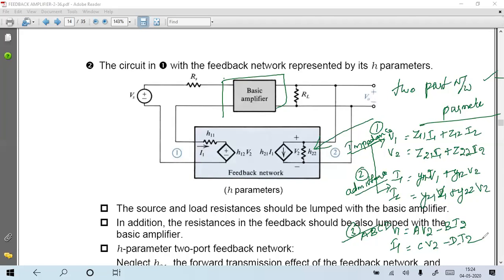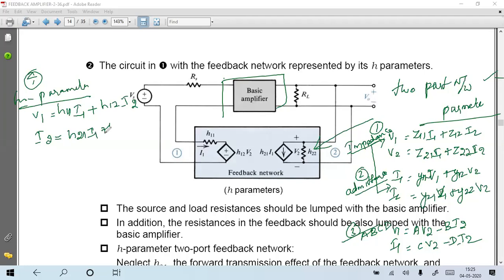The next parameter is the H parameter. From the third network only we get the H parameter. On the left hand side in the ABCD network we had V1, I1, but in the H parameter, V1 we keep as it is, but I1 has to be changed into I2. So V1 and I2 on the left hand side, and on the right hand side H11 I1 plus H12 V2, and H21 I1 plus H22 V2.